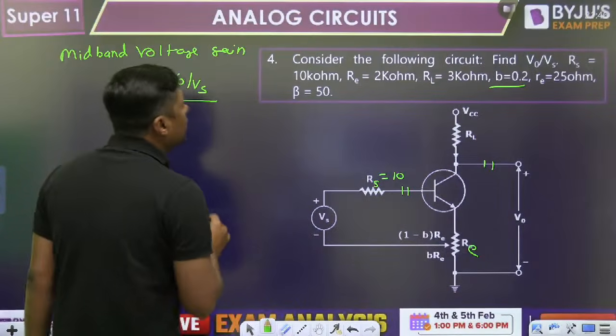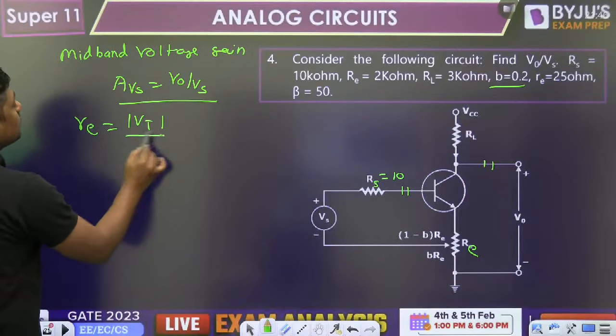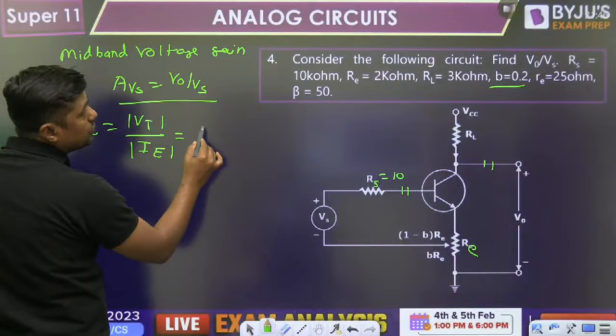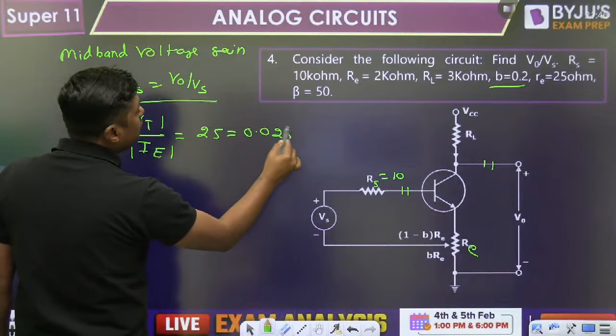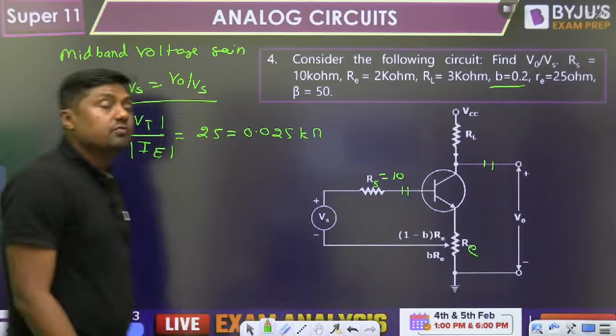Small re, what is the small re? Dynamic resistance. They will give you this type of formula, equal to 25 ohm. 25 ohm means 0.025 kilo ohm. Convert it into kilo ohm. Okay, RE is given. Beta is given as 50. You have to find the V0 by Vs.